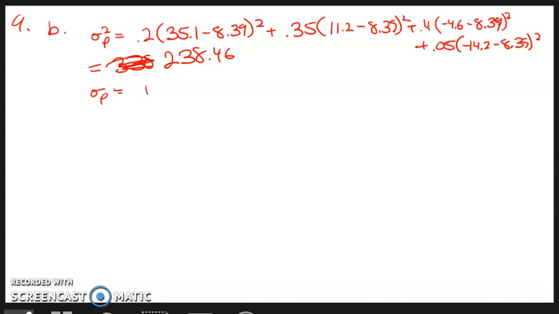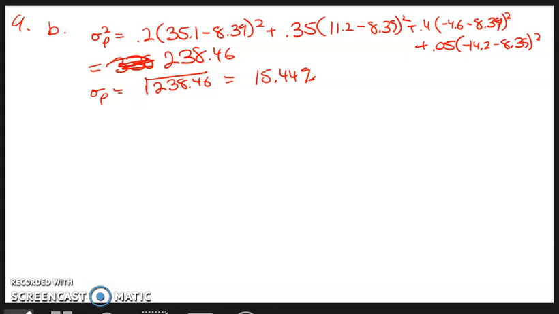So the standard deviation is just the square root of the variance, the square root of 238.46, and that is 15.44%. We generally assume that we're looking at a normal distribution. So I think 68.5% of the observations should fall within one standard deviation.